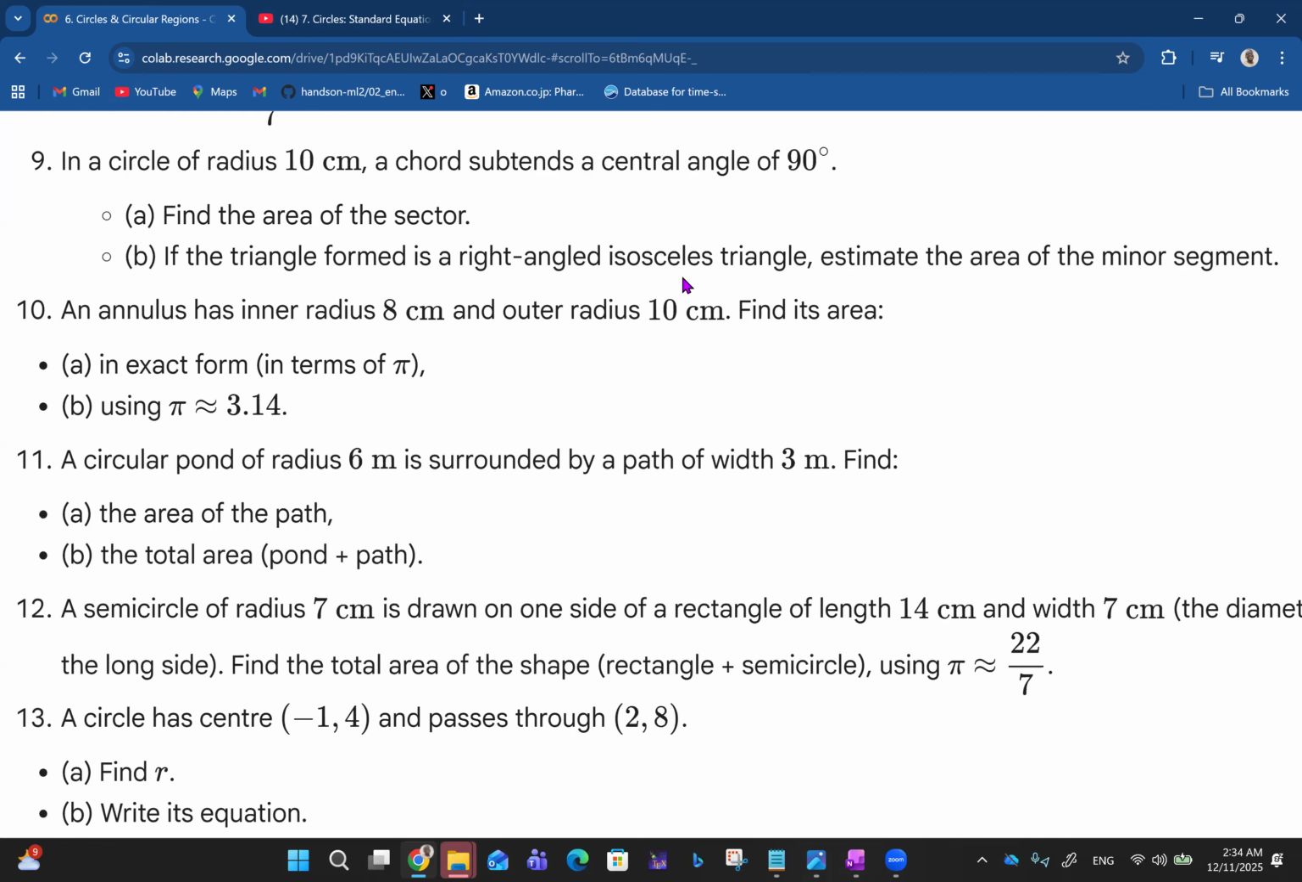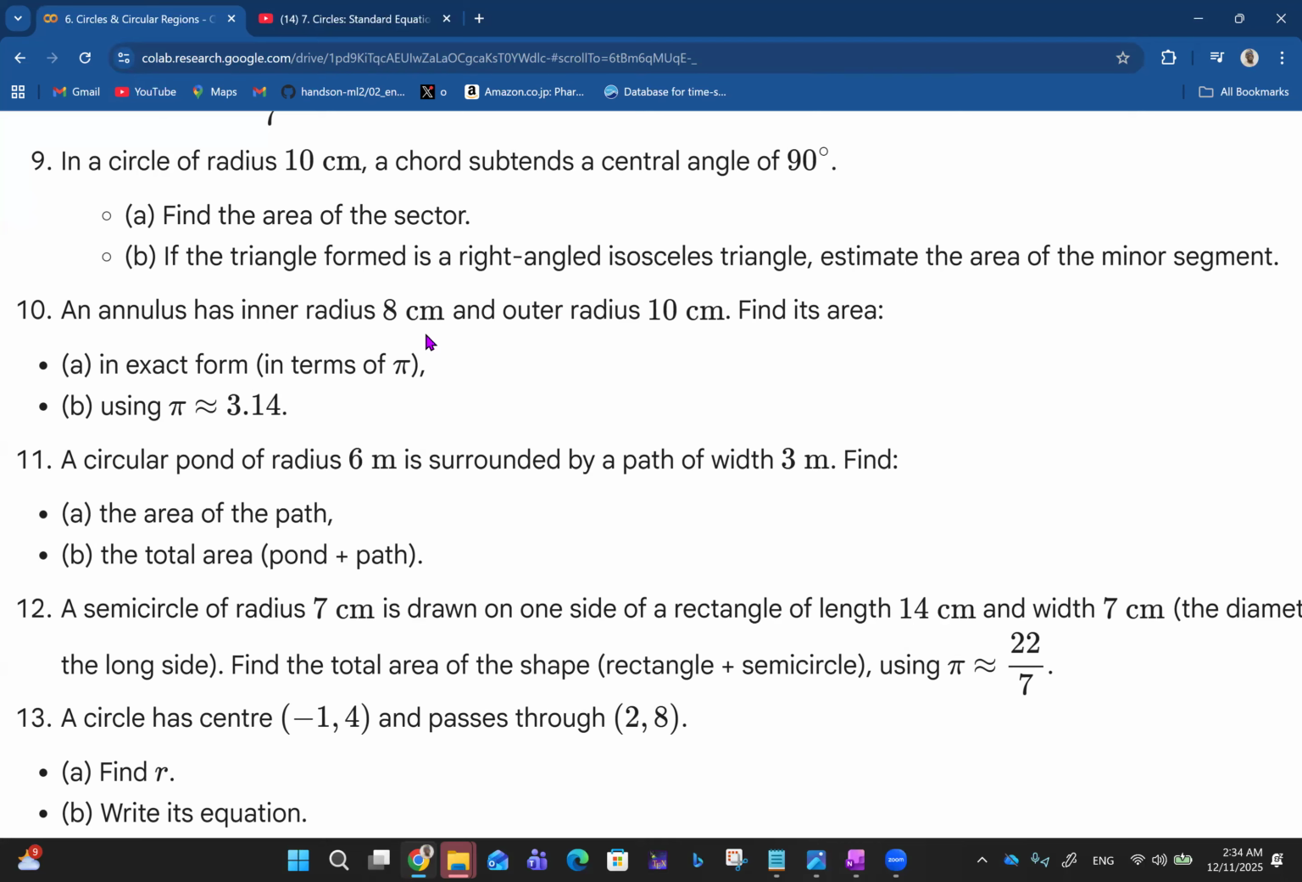So you found the area of the sector. Then for this one, the radius is 10, right? So you have half times 10 times 10 times sine 90, right? Sine 90 is that 0? Sine 90 should be 0, I think. Yeah, something like that. Okay. It says the triangle formed is a right-angled isosceles triangle, so you can work that out.